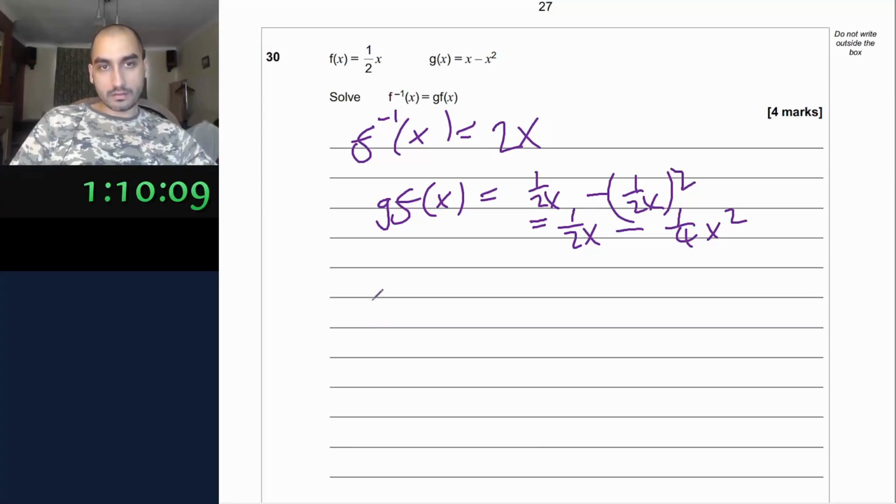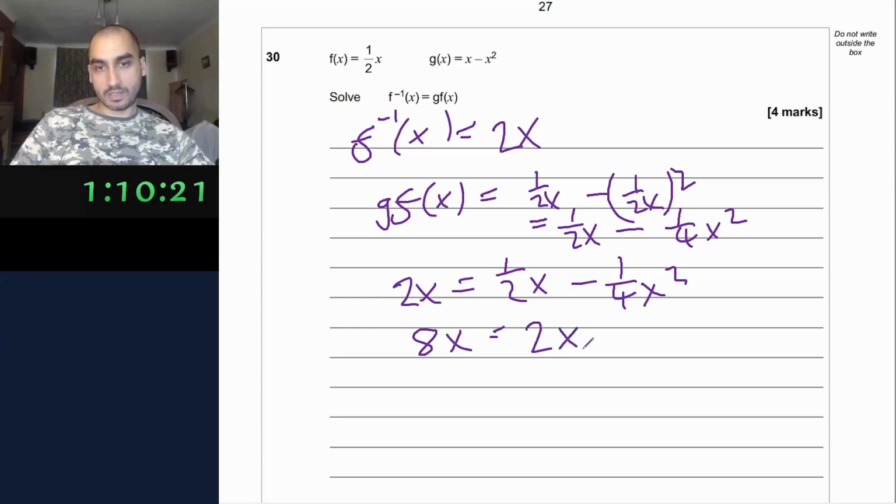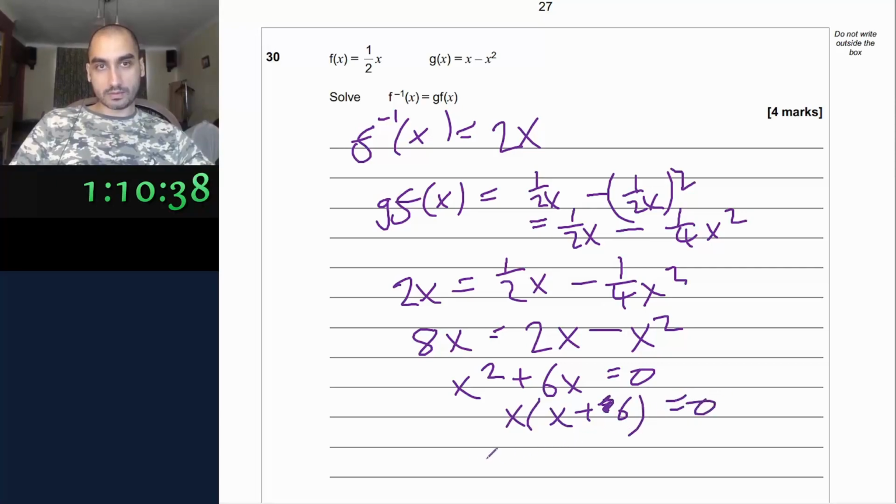Okay, so that gives us 2x equals half x minus a quarter x squared, multiplied by 4. 8x equals 2x minus x squared, so x squared plus 6x equals 0. So x times x plus 6 equals 0. So x equals 0 or x equals minus 6.